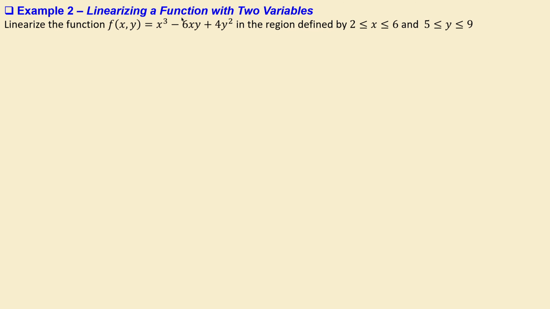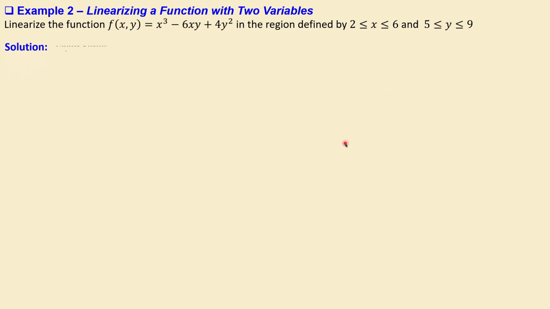So again, same thing. Let's also look at the linearization of a function with 2 variables. We have this one. You see x and y are the two variables, and we have x cubed minus 6xy plus 4y squared. It is definitely nonlinear. You see all the nonlinear terms. We would like to linearize this in some region. That region is set for x between 2 and 6, and for y between 5 and 9. Now we need an operating point for this.